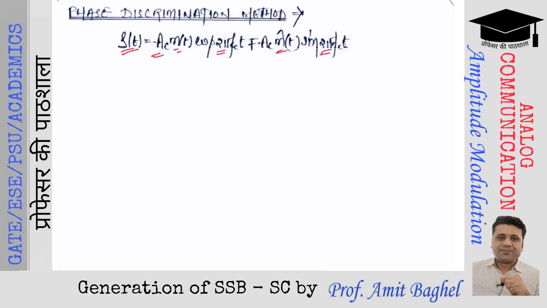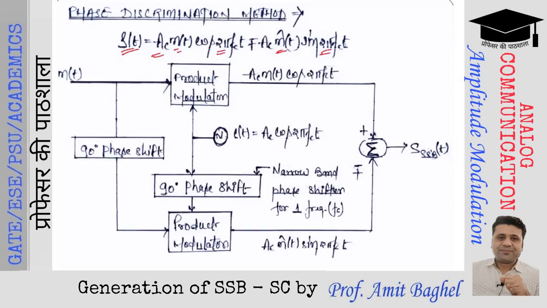Right? So in the phase discrimination method, we are going to arrange the blocks in such a manner that it should take two inputs, message signal as well as carrier, and produce the modulated waveform at the output side. So let us look at the block diagram of phase discrimination method. This is the block diagram of phase discrimination method.